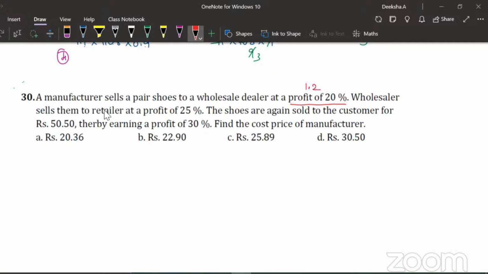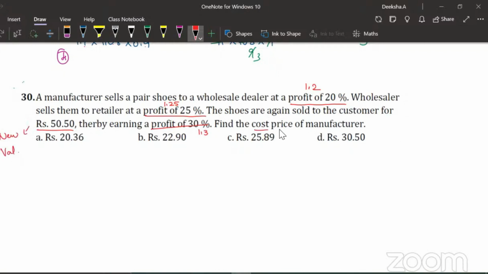Next, the wholesaler sells them to a retailer at a profit of 25%, and this is 1.25. Next, the shoes are again sold to the customer for this cost, thereby earning a profit of 30%. So this is going to be 1.3. Now there are 3 percentage changes, which are 1.2, 1.25 and 1.3. Now what is this amount given? This is the cost that the final customer is paying. So this is the new value, the final value.